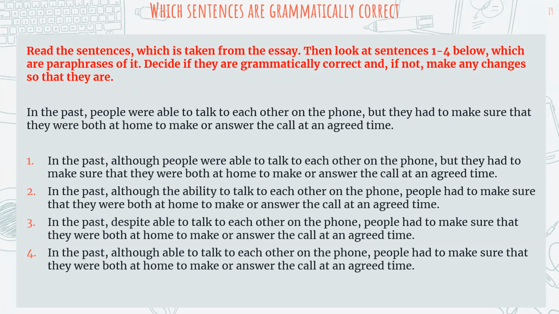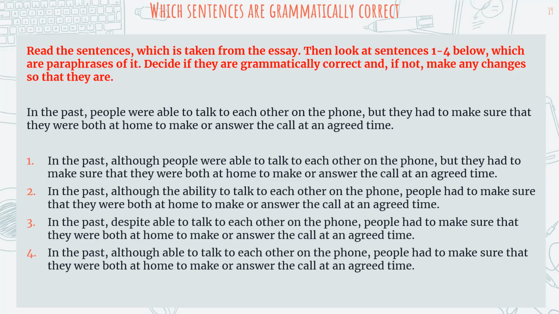This sentence is taken from the essay: in the past, people were able to talk to each other on the phone, but they had to make sure that they were both at home to make or answer the call at an agreed time. Then we need to look at sentences 1 to 4 below, which are paraphrases of it. Decide if they are grammatically correct, and if not, make any changes so that they are correct.